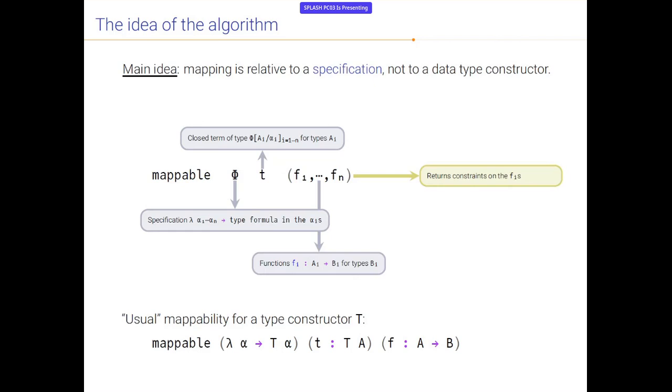And so if we have just a type constructor t as list or bush or p3, then we can call mappable with a very simple specification, lambda alpha t alpha, when the term t is of type t a for some a, and the tuple of functions is just one function which is from a to b. And then if the type constructor is, for example, list or bush, the answer of the algorithm will be a set of constraints which is trivial, because every function is mappable over something in list or something in bush. The only constraint will come when there is an actual GADT at play.